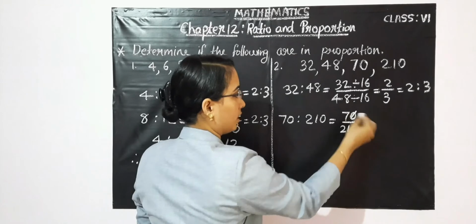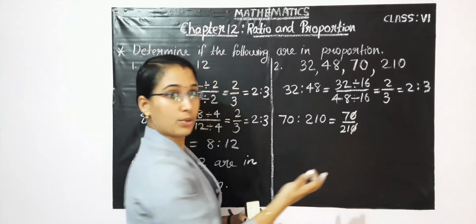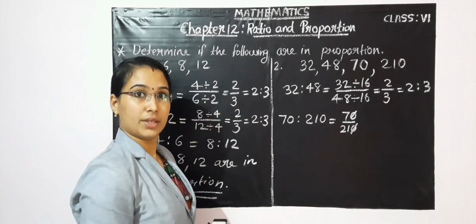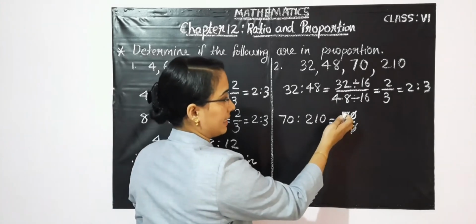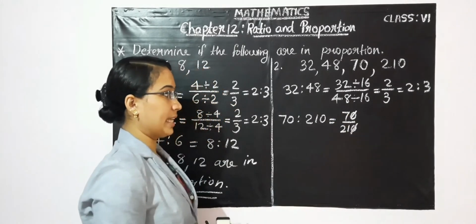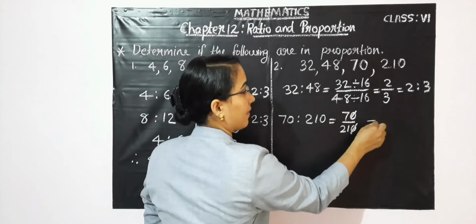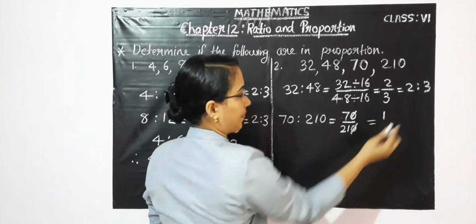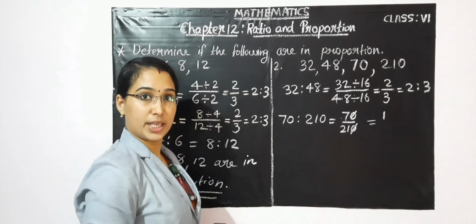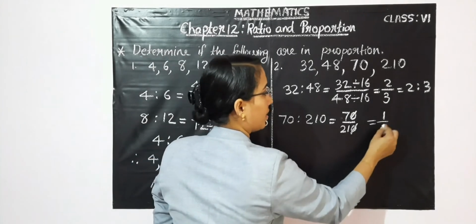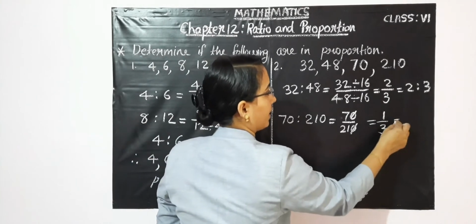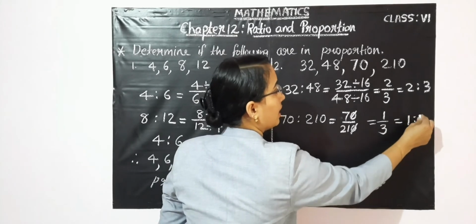Here we can cut 2 zeros. Same zeros in numerator and denominator we can cut. Okay. So, balance is 7 and 21. 7 and 21 we can cut with 7. So, how many times 7 in 7? 1 time. Then, how many times 7 in 21? 3 times. So, divided by 3. Then, we will get the ratio 1 is to 3.